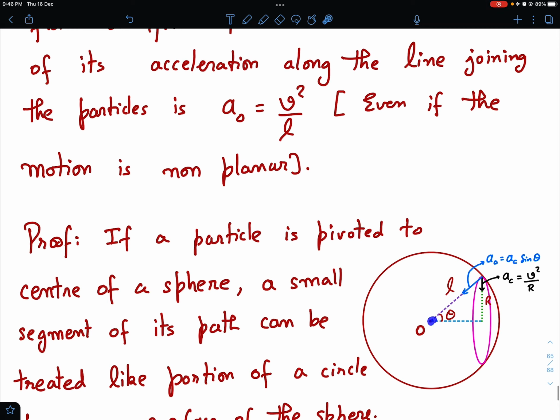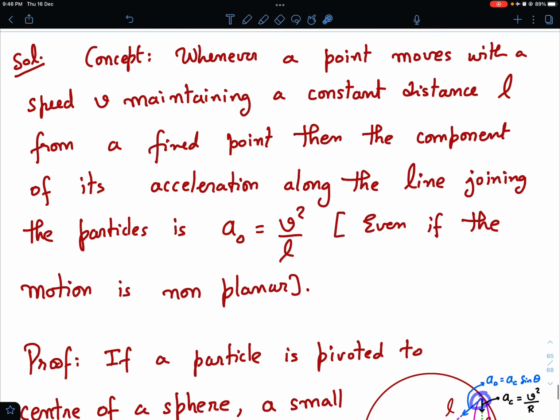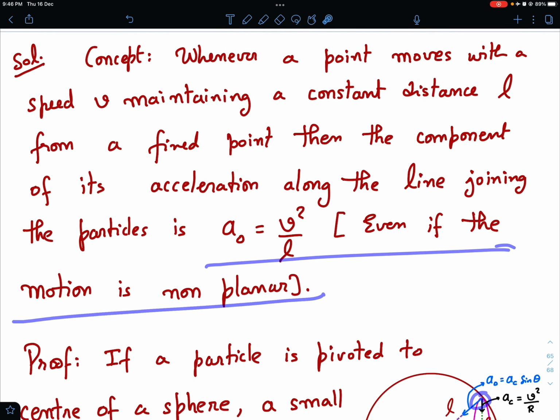For example, let's say this is a fixed point and this is a point which is moving at a fixed distance from this. So in general, what will be the locus of, let's say, this point P? If it is maintaining a fixed distance from O, then it will be moving on the surface of a sphere somehow. So the claim here is that no matter how this particle moves on the surface of the sphere, the component of its acceleration along this line should be equal to v square by L if its instantaneous velocity is v. So I hope you got the claim.